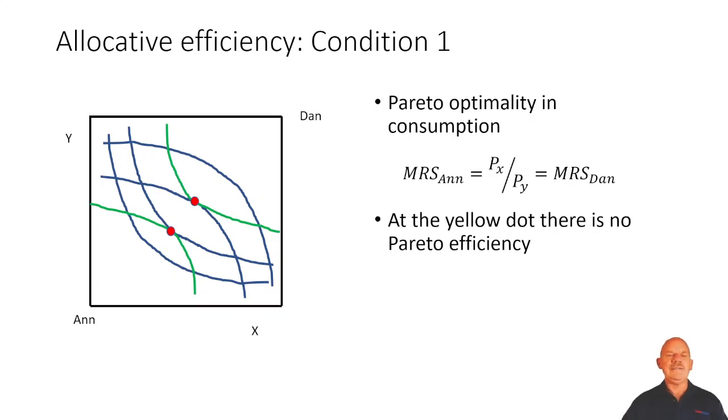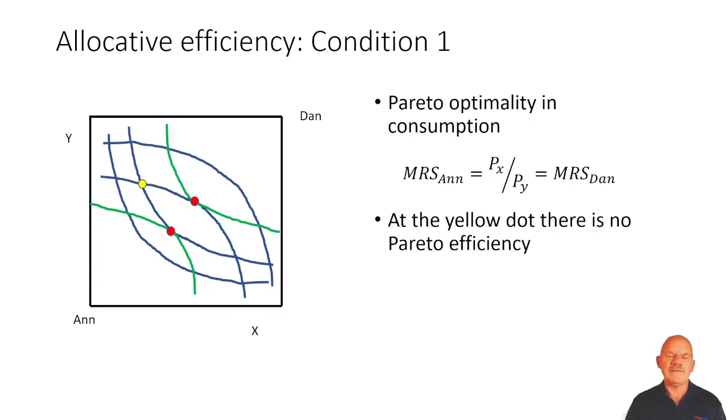Now, can you see that I've drawn the curves such that they touch each other, but each consumer has an infinite number of indifference curves. So I've just picked 3 for each one, and I have manipulated the graph such that at least there are 2 tangency points at the red dots. Now, at the yellow dot, just look at the yellow dot. At the yellow dot, we say that we don't have Pareto optimality.